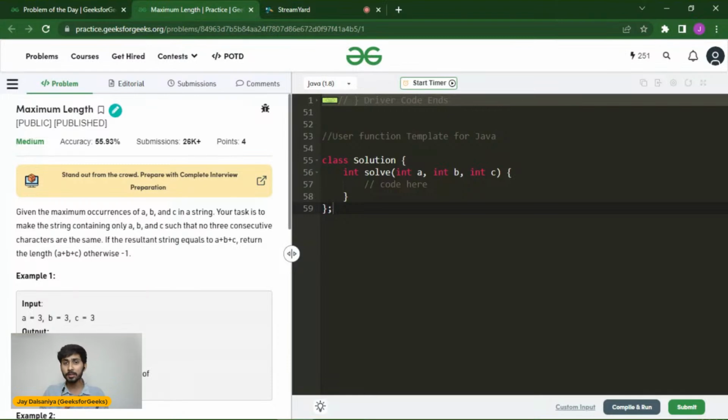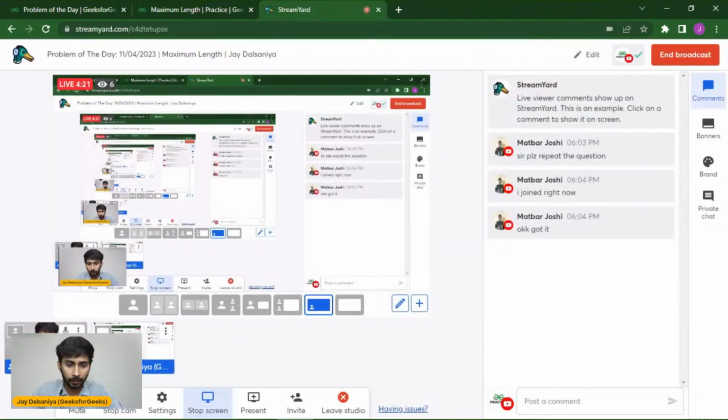So let's try to understand more precisely with the help of a test case. Okay, so let me share my whiteboard.